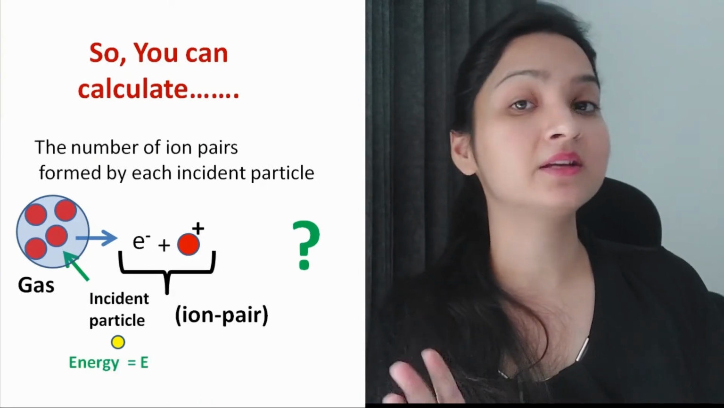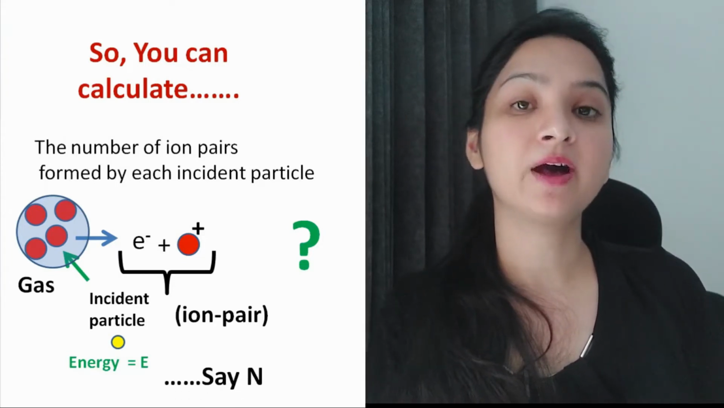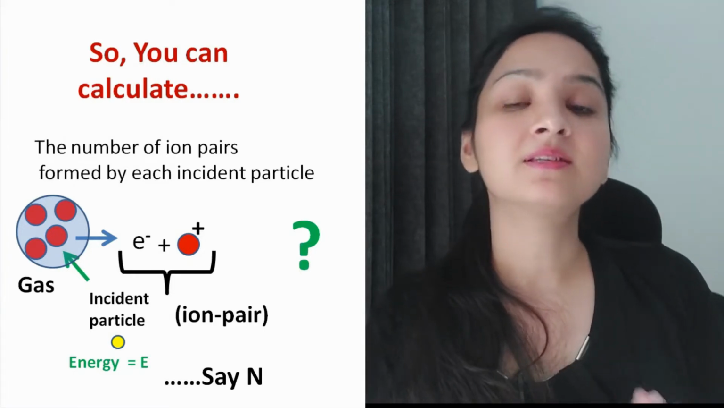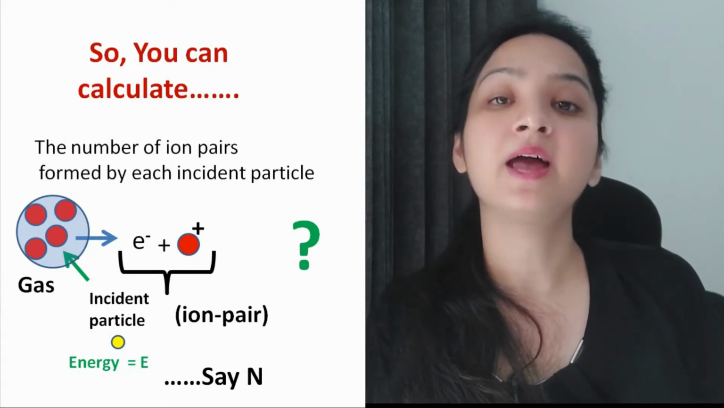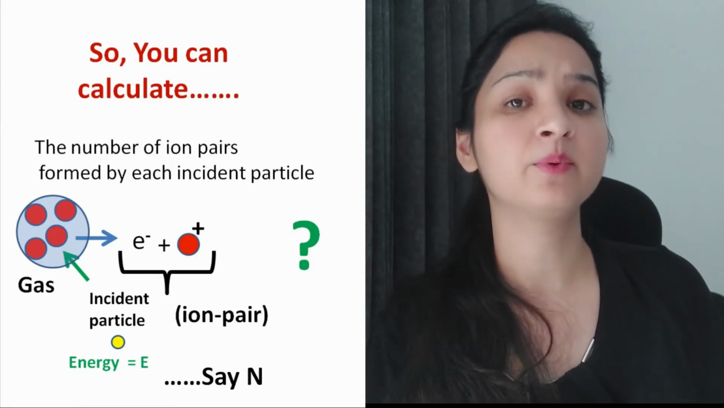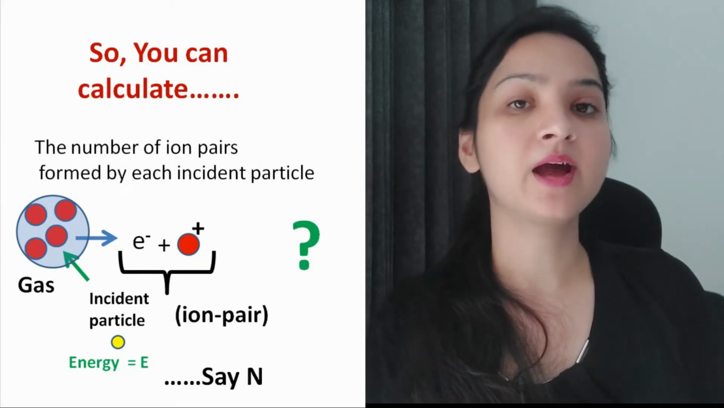Incident particle किसी energy का होगा and you will be getting n number of ion pairs because of all the processes that are occurring. So this is leading to the formation of n ion pairs. तो end result ही आपको importance का है, the number of ion pairs that are produced, that is of interest, so you are able to calculate them.